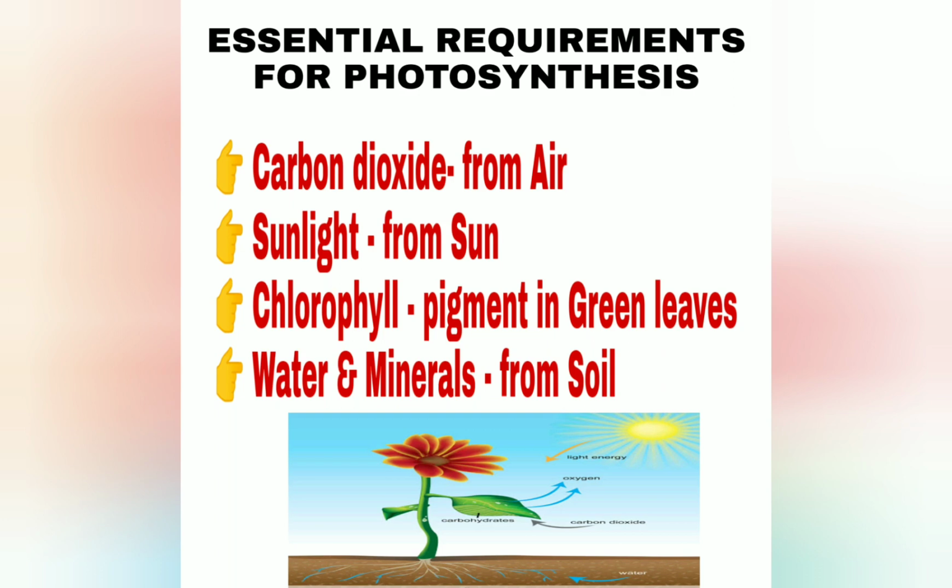Third one is chlorophyll, a pigment present in green leaves that traps sunlight. The fourth one is water and minerals, which are taken up from soil by roots and transported to leaves with the help of phloem tissues.